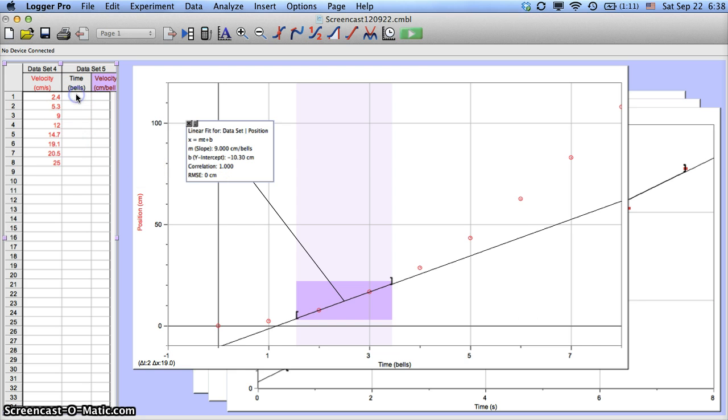And now you can start entering your data here, and then you can graph that data, or you could do it by hand, and you'll get a velocity versus time graph for the wheels, and the units are in this axis the time in bells, and on this unit will be velocity in centimeters per bell.